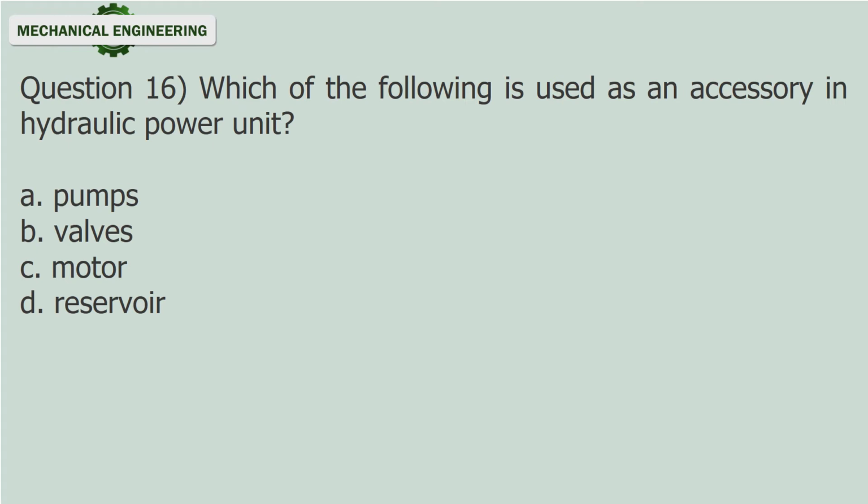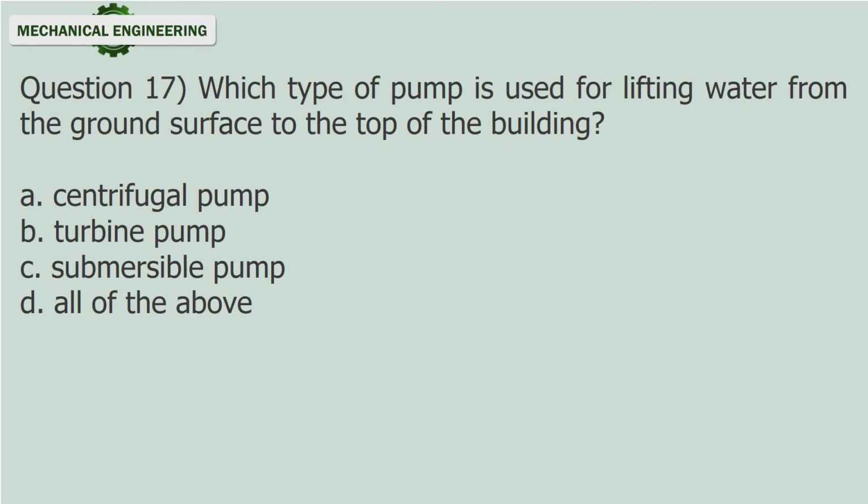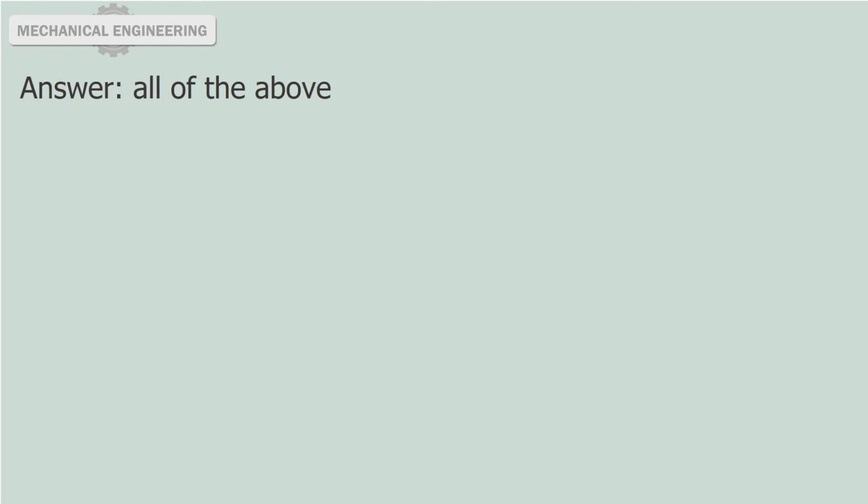Question 16. Which of the following is used as an accessory in hydraulic power unit? A. Pumps. B. Valves. C. Motor. D. Reservoir. Answer: reservoir. Question 17. Which type of pump is used for lifting water from the ground surface to the top of the building? A. Centrifugal pump. B. Turbine pump. C. Submersible pump. D. All of the above. Answer: all of the above.